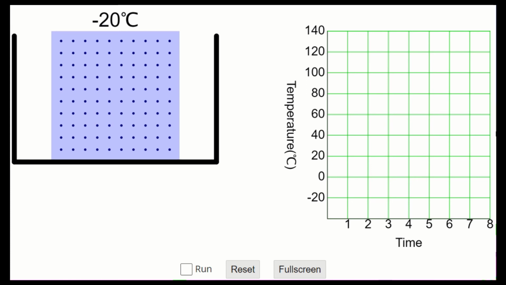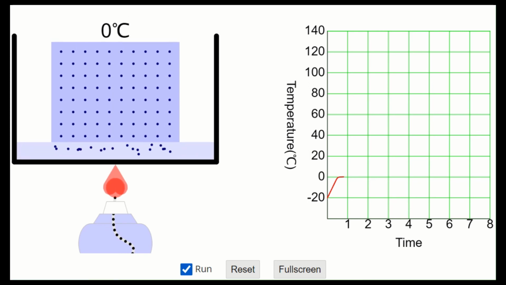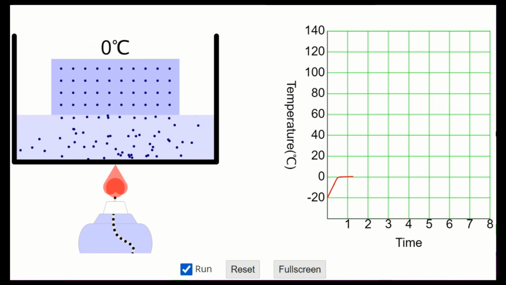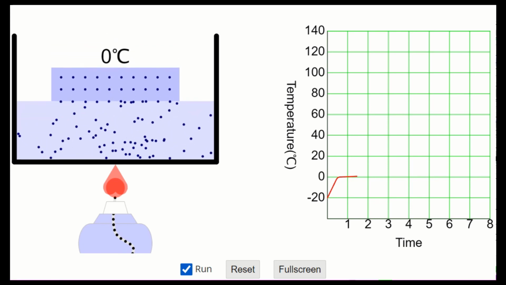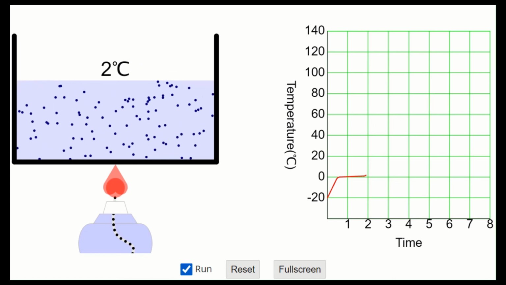I will run the temperature. Here is an ice cube. Let's heat the ice cube. Look, the temperature is increasing. We are heating the ice cube. Solid water changes into liquid water. So when we heat solids, they melt. This is melting, and they turn into liquid.